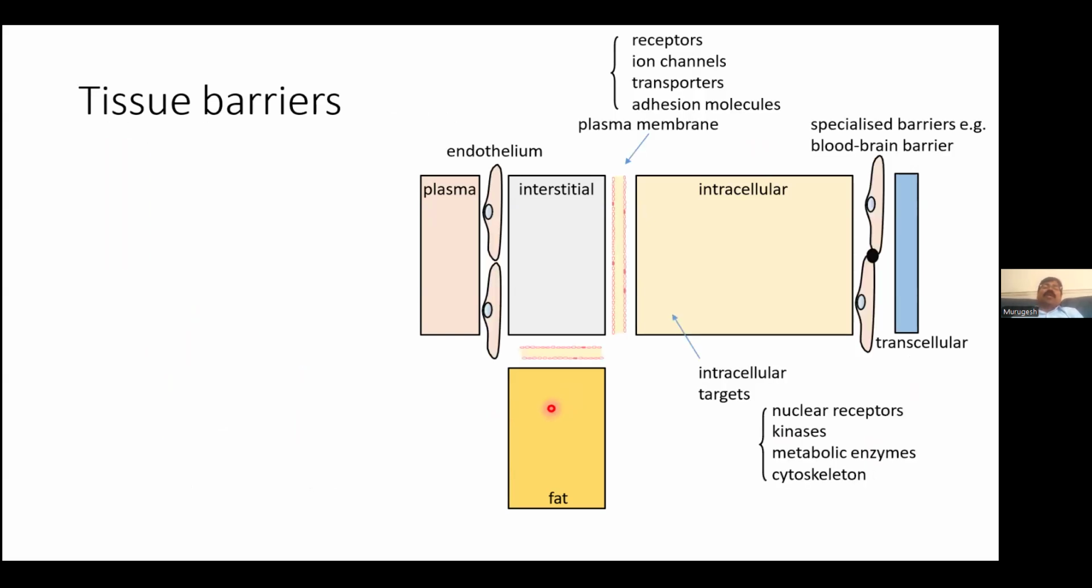So what are the barriers for these? Between plasma and interstitial, you have the endothelial barrier. You have the plasma membrane, which acts as a barrier between interstitial and intracellular. And you have all the receptors, transporters and adhesion molecules, which convey substances intracellularly. And then you have specialized barriers, like your blood-brain barrier. In our case, it's the antibiotic getting into the specific target, where if it's CNS, it's through the CSF blood-brain barrier. Likewise, synovial fluid, pleural fluid. We have to look into that for our antibiotic to be effective.